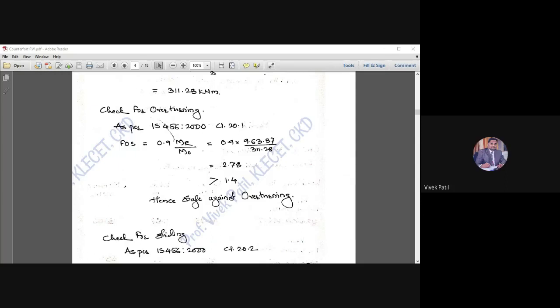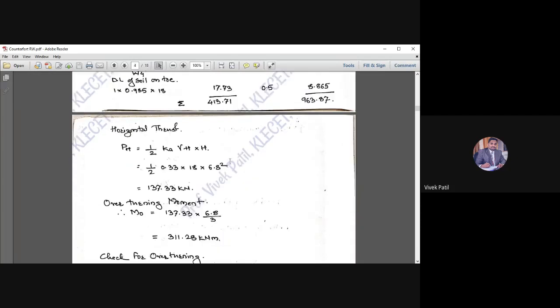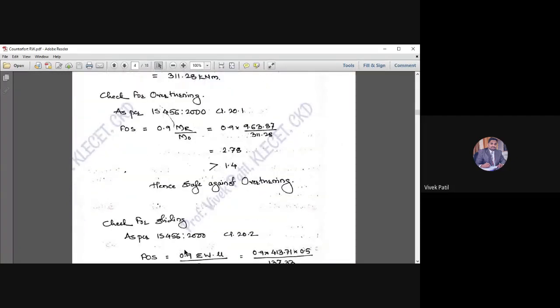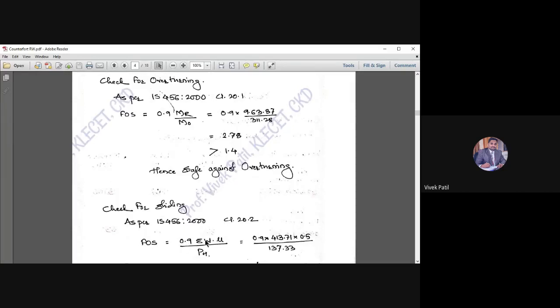Okay. So again, the factor of safety for sliding is also 1.4. But when the loads are being considered, the load has to be taken as 0.9 times only. So the factor of safety is equal to 0.9 into summation of W into mu, that is the coefficient of friction, divided by pH. So just check it out. What is the factor of safety here? 0.9 into 413.71 into 0.5 divided by 137.33.